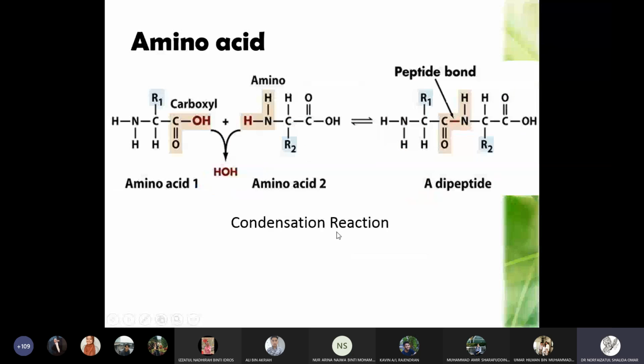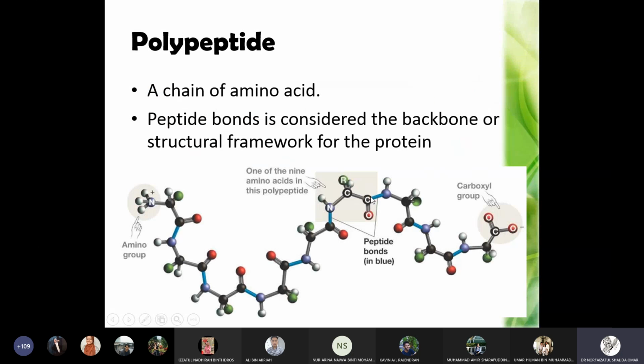So this is how it forms by the condensation reaction. Okay, so this polypeptide is a chain of amino acids. So there are peptide bonds between those amino acids. So the peptide bond is considered the backbone, the structural framework, for the protein.